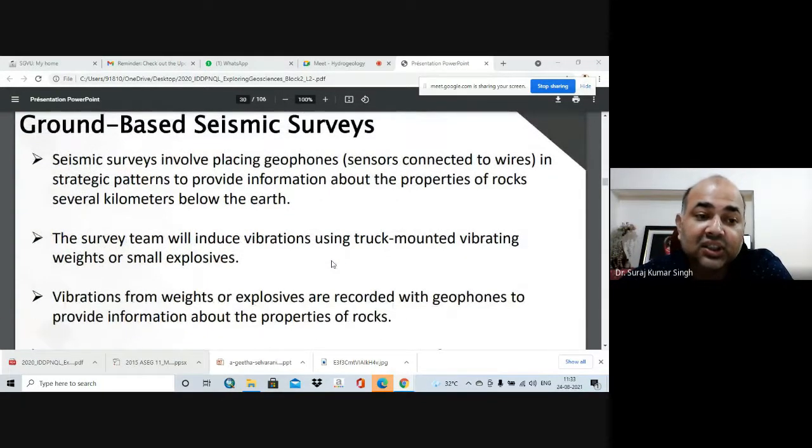Then you've got the seismic survey, which involves placing geophones, sensors connected to wires in strategic patterns, to provide information about the properties of land that is thousands of kilometers deep in the earth. Because whenever you are talking about geological features, we are not talking about a specific location. Those features generally cover thousands of kilometers.